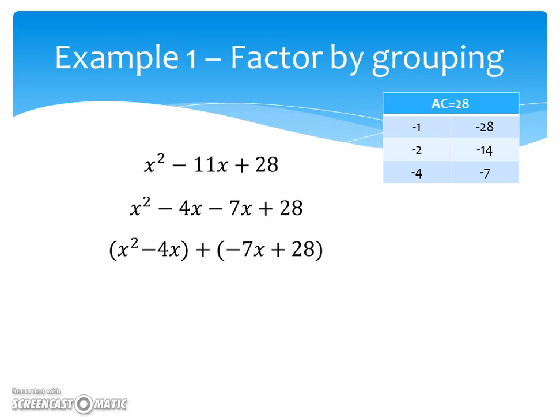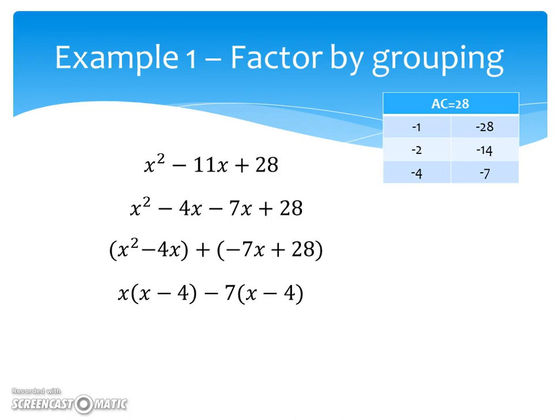So we always want the first term to be positive. So we factor out a negative 7. That becomes x times the quantity x minus 4, and negative 7 times the quantity x minus 4. The groups should now be the same. If they're not, you messed up somewhere. You need to go back and check your work.